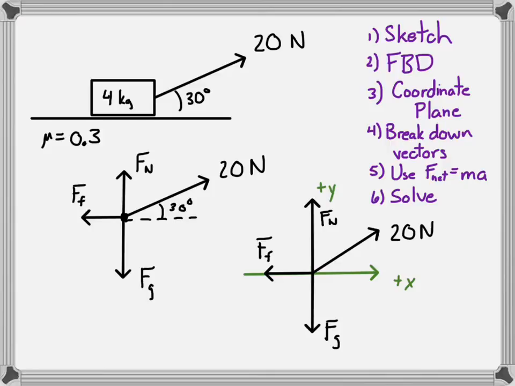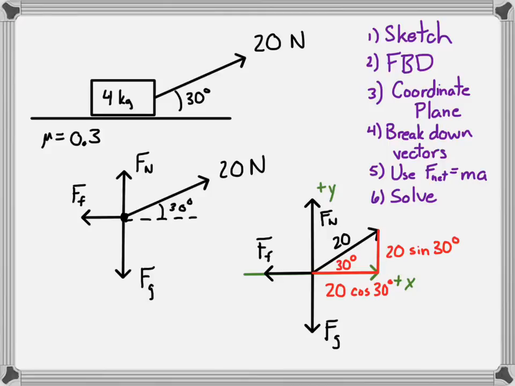So to do that, I draw a right triangle. I know that this is 30 degrees. That was given to me in the problem. And then I use, of course, SOHCAHTOA, some trigonometry, and I find that if this is 20 newtons right here, then this is going to be 20 cosine of 30 degrees, and this is going to be 20 times sine of 30 degrees.